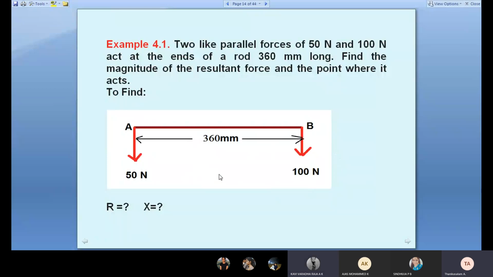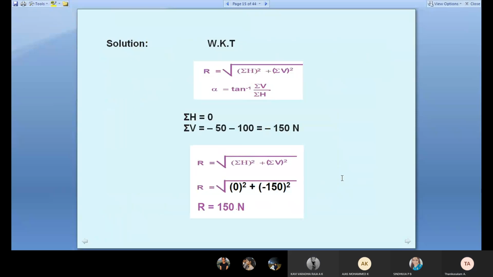Each and everything you do should have a reason. Here also you can draw 50 newton upward and 100 also upward. The answer will be the same. Okay, next, explain.